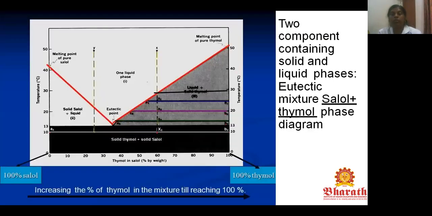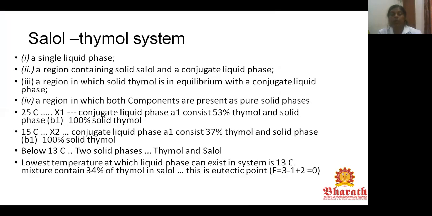This is the two-component system of solid and liquid phases, which is called a eutectic mixture, here the salol and thymol solutions, which turn into the eutectic mixture by increasing the percentage of thymol in the mixture until reaching 100 percent. This salol-thymol system shows a single liquid phase region, a region containing solid salol and conjugate liquid phase, a region in which solid thymol is in equilibrium with the conjugate liquid phase, and a region in which both components are present as pure solid phases.